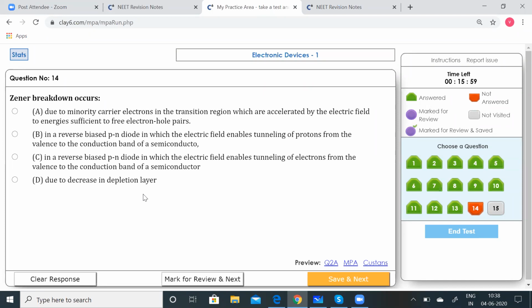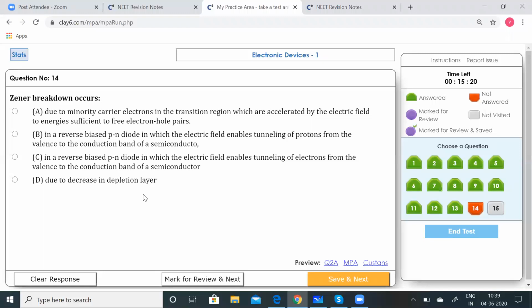Next is option C. In a reverse bias PN diode, the electric field enables tunneling of electrons from the valence to the conduction band. Under high reverse bias condition, the PN junction depletion region expands, leading to a high strength of electric field across the junction. As a result, you have a sufficiently strong electric field that enables the tunneling of electrons from the valence to the conduction band of the semiconductor, thereby leading to a large number of free electron charge carriers.